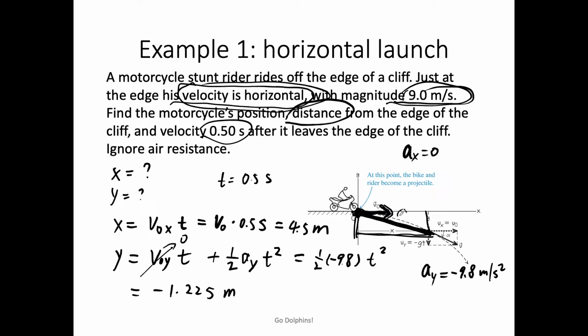We want to find this d. So we just use trigonometry. This is the hypotenuse, one side, another side. So it's the square root of x squared plus y squared. Again, with the numbers, we find it is 4.66 meters.